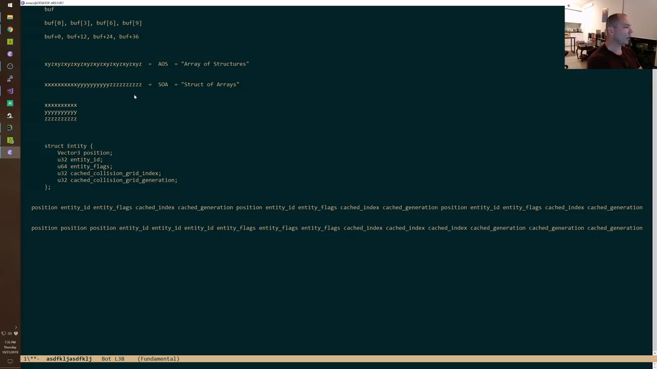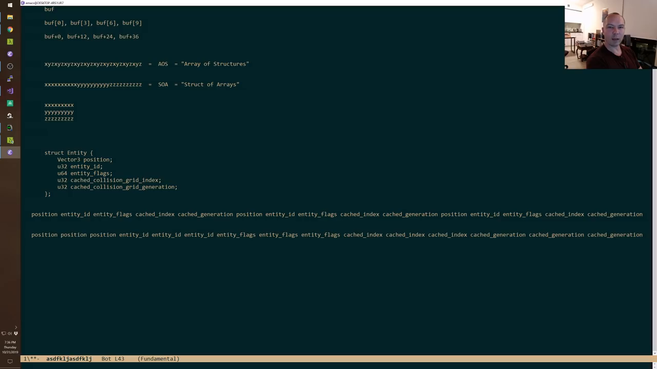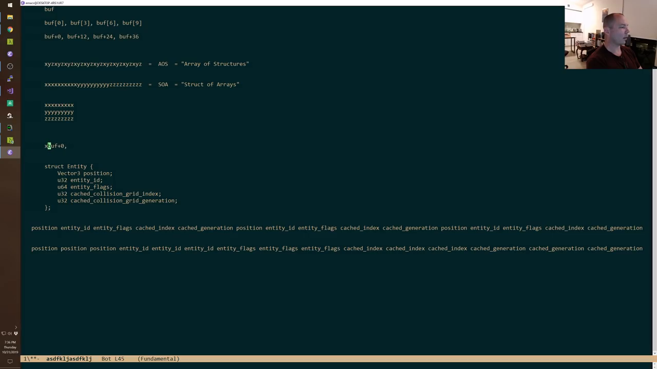So if you're doing SOA, like I think here we had 10 things, right? Let's make it 9 things for now, right? So let's say you want to get the first X. Let's say we've got buff again. The first X is buff plus 0, right? The second X is, let me label this, X coordinates, right? Buff plus 0, buff plus 4, buff plus 8, and so on, all the way up to buff plus 32, right? Because we said we have 9, and this is the 8th, or 0 to 8, right?